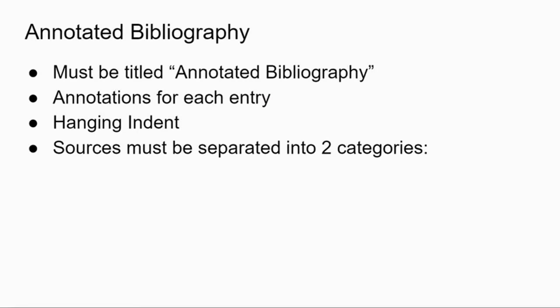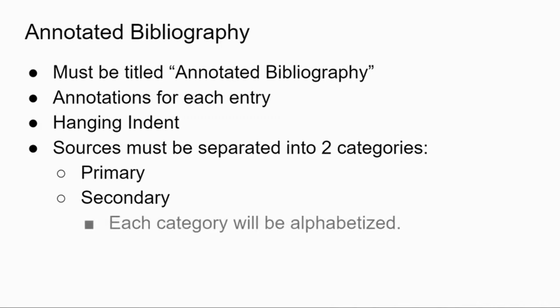These sources have to be separated into those two categories. Remember, you have to have primary and secondary sources. So primary, firsthand knowledge, and secondary sources, things that have been interpreted maybe by somebody else or through another lens, etc. And so you will start with primary sources as they're listed alphabetically, and then go into the secondary sources alphabetically. So each of the categories will be alphabetized separately. So primary sources stay with primary sources and secondary sources stay with secondary sources.